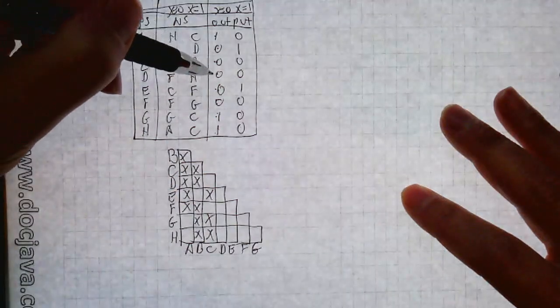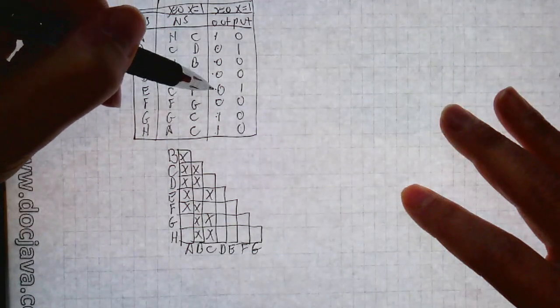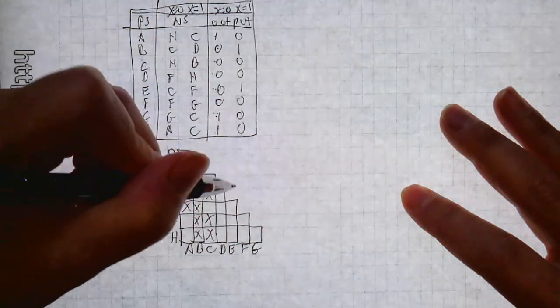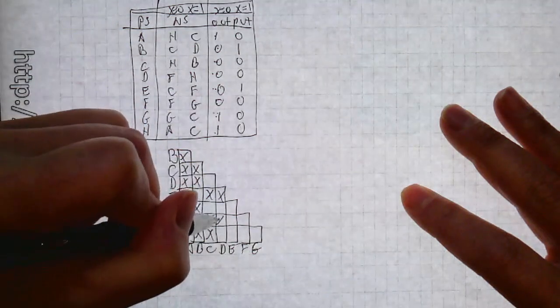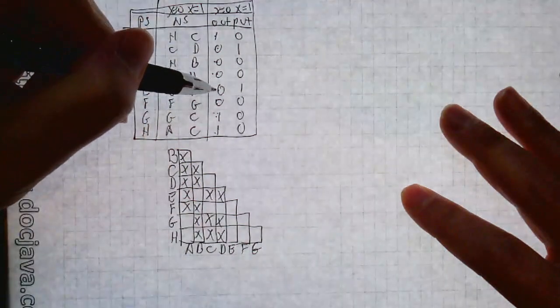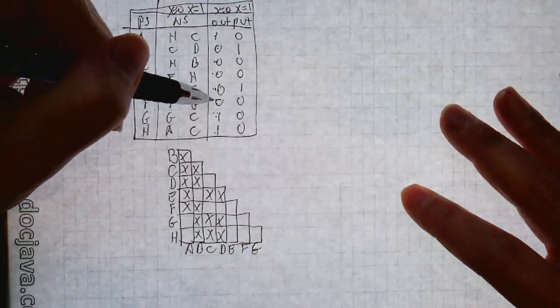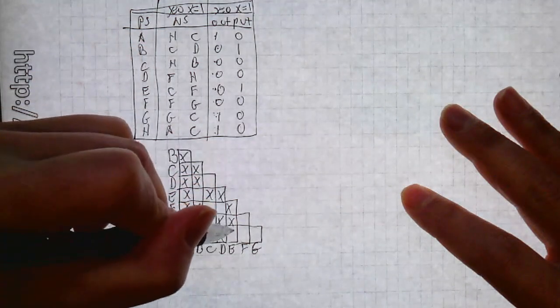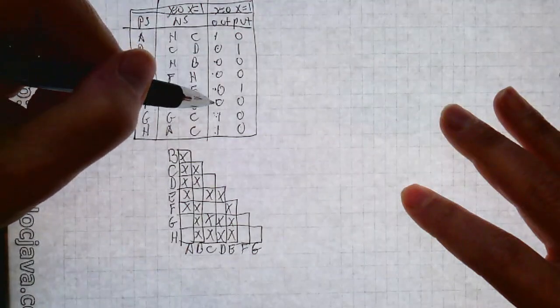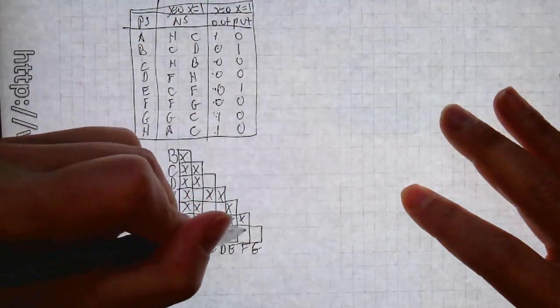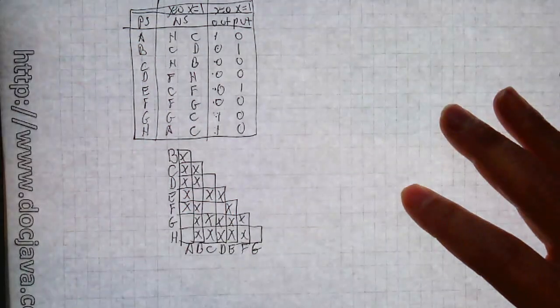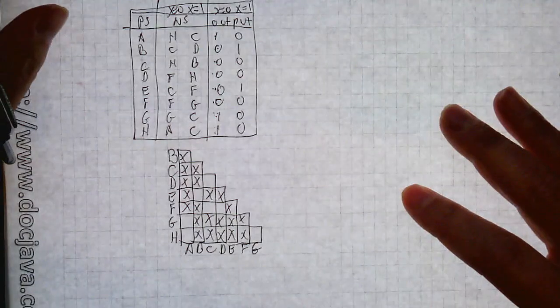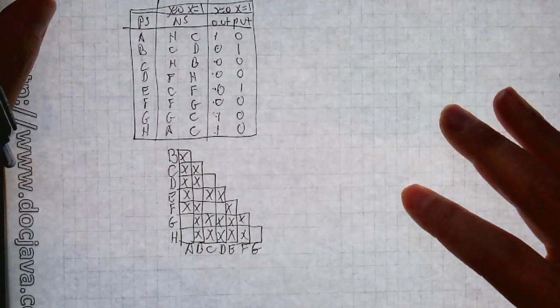I can see that D is different from E, G, and H. I can see that E is different from F, G, and H. I can see that F is different from G and H. And G might be similar to H. So I've eliminated many of the squares right off the bat.